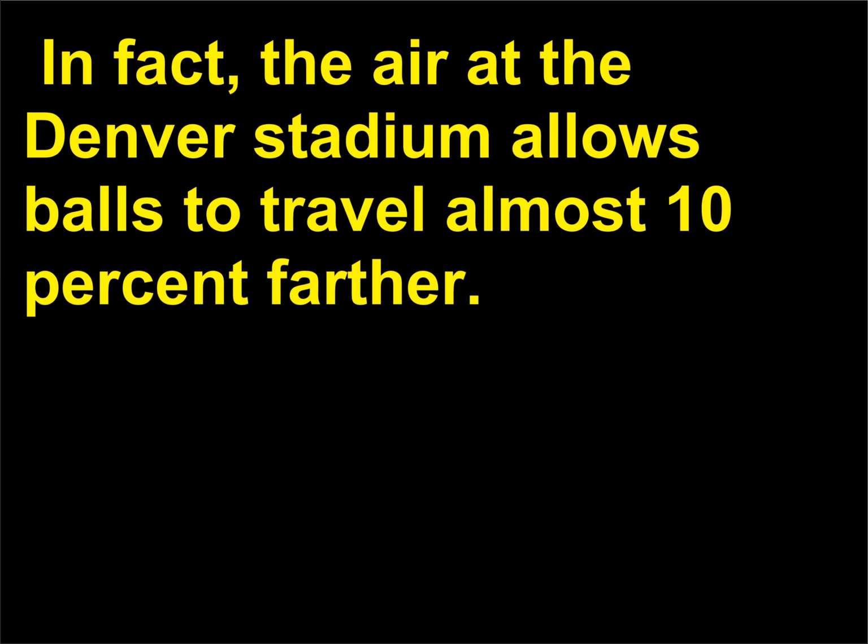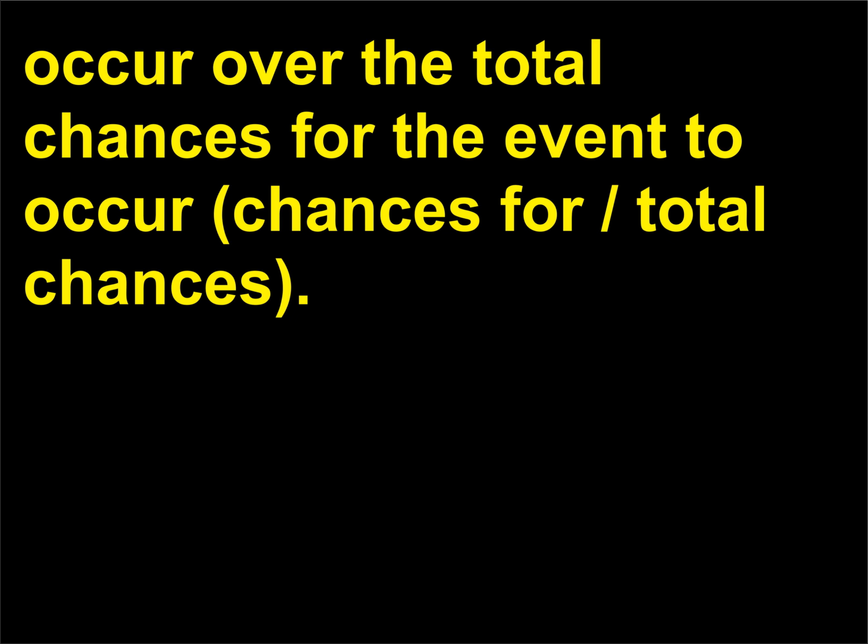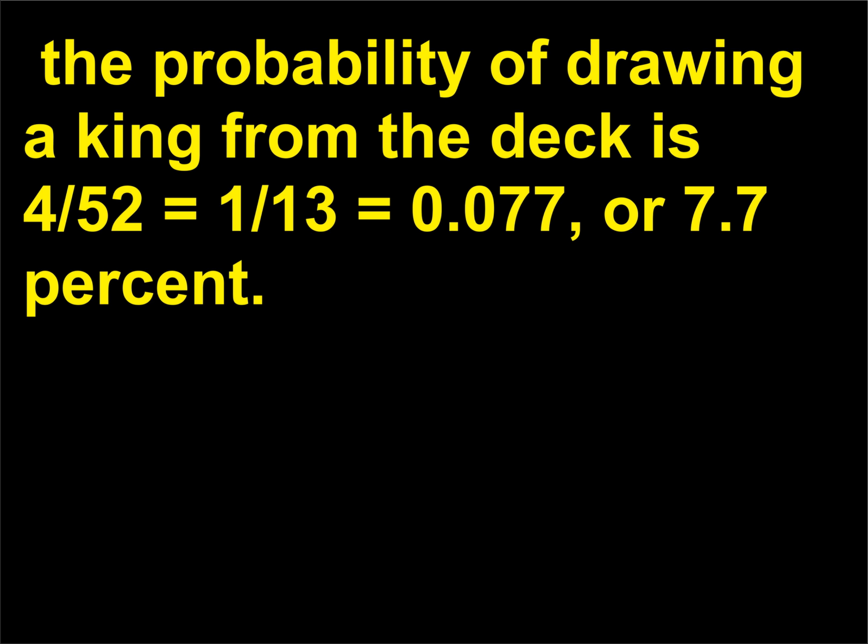What are the probability and odds of drawing a certain card from a deck? The probability of an event is usually described as the chances for the event to occur over the total chances for the event to occur, chances for/total chances. In the case of a deck of 52 cards, the probability of drawing a king from the deck is 4/52 equals 1/13 equals 0.077, or 7.7%.